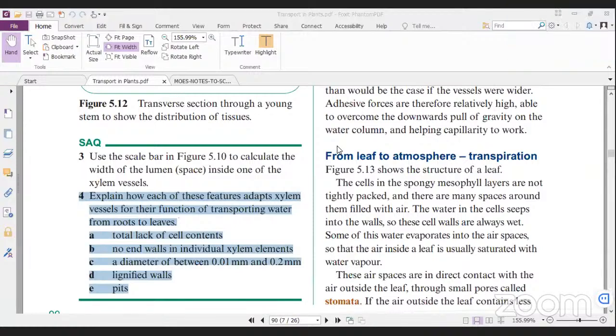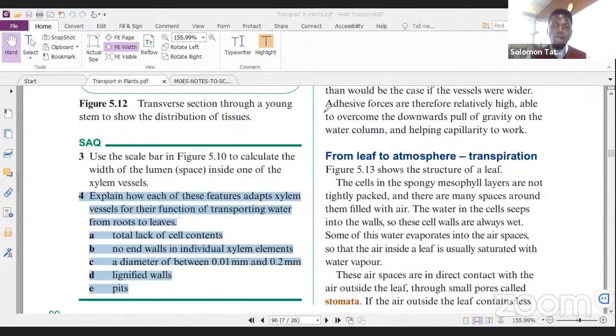Facilitate continuous flow of water within the xylem vessels. Okay, very good. Continuous flow of water within the xylem vessels all the way to the leaves. Very good. The diameter between 0.01 millimeters and 0.2 millimeters. What does the diameter have to do with transportation of water in the xylem? Keton, you're also correct. Enables water to flow without backflow. Good job.